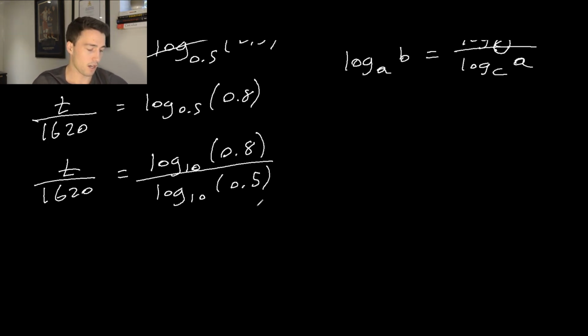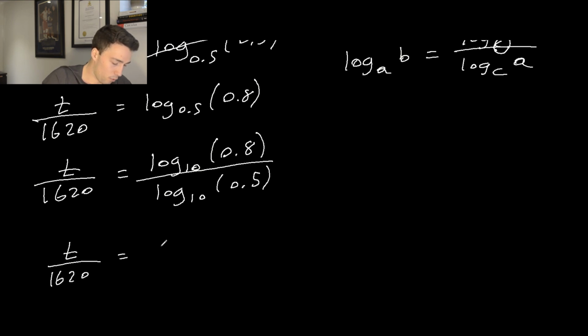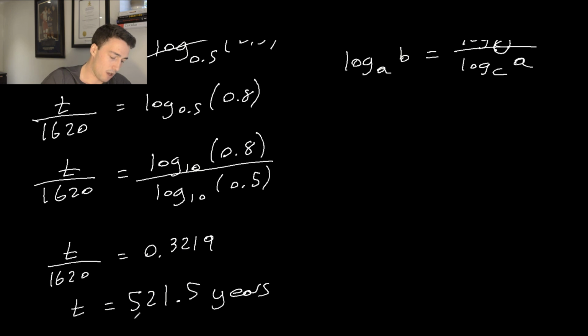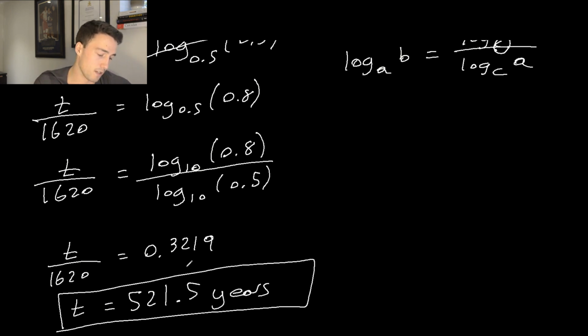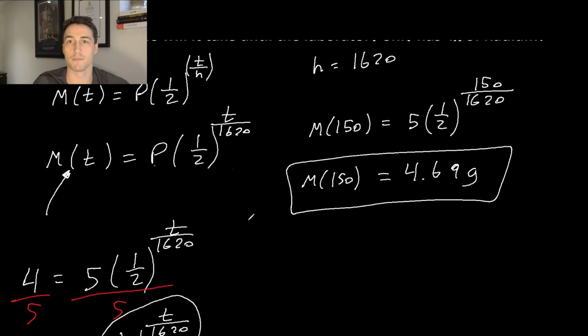So this will be log of 0.8 divided by log of 0.5, and that is, let's see, I'm just going to write this part down first, t over 1620 is equal to 0.3219. Now if we solve for t, we're just going to multiply both sides by 1620. This is 521.5 years. So that is how long it takes for the radium to decay to 4 grams if the initial amount is 5 grams.